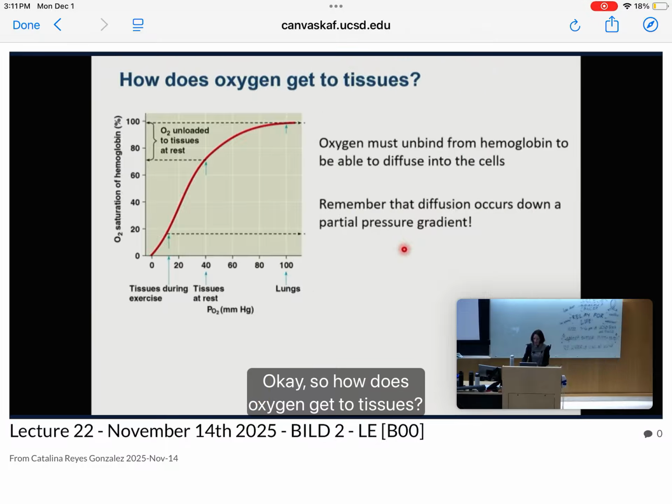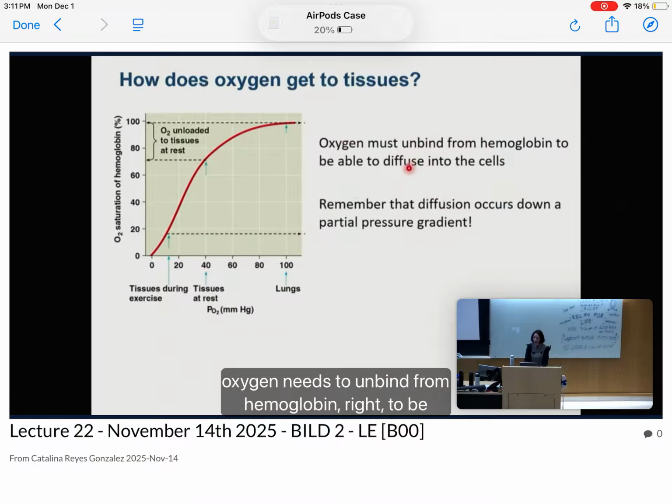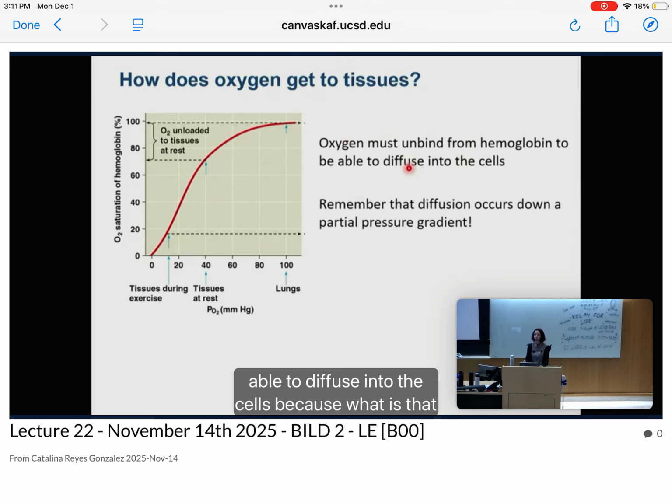Okay, so how does oxygen get to tissues? As I mentioned already, oxygen needs to unbind from hemoglobin, right, to be able to diffuse into the cells. Because what is that driving force for diffusion? It's going to be the partial pressure of oxygen gradient, right?